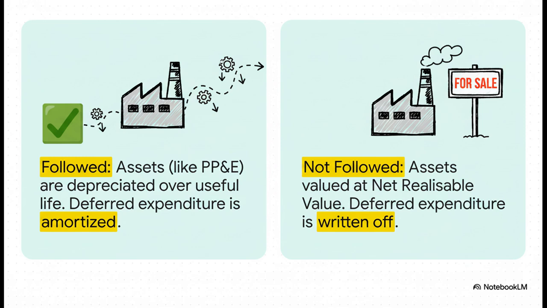Now, check this out, because it really shows you just how critical that going concern assumption is. This is the idea that the business will keep running for the foreseeable future. If that's true, you depreciate your assets over their useful life. But if it's not true, and the business might be shutting down, everything changes. Those same assets are valued at what you could sell them for today, their net realizable value, and any deferred costs get written off immediately. It's a night and day difference.